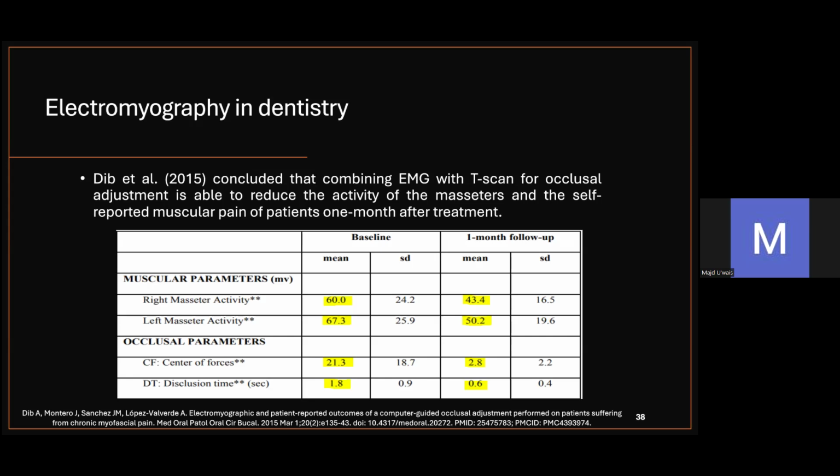As you can see in this table, they reported the right and the left masseter muscle activity. They also reported the disclusion time in seconds. You can see there is a correlation between the disclusion time and the muscle activity. When the disclusion time was reduced, for example, from 1.8 to 0.6 seconds, the muscle activity for both the right and left masseter muscles also reduced. And again, this was done using T-scan adjustments and electromyography.